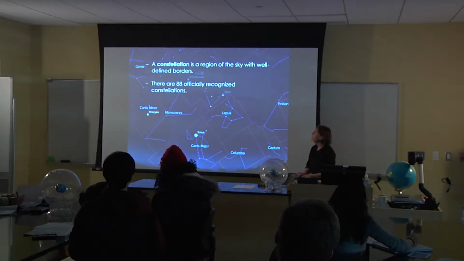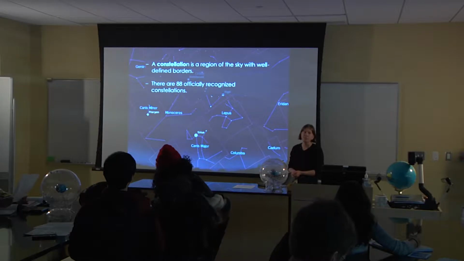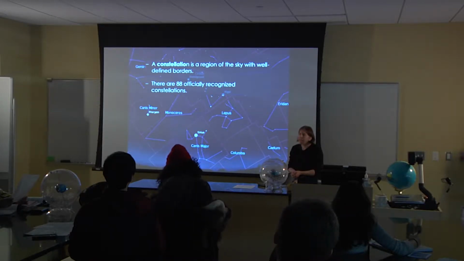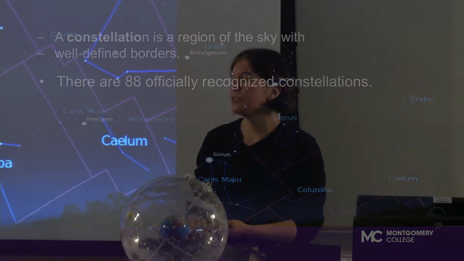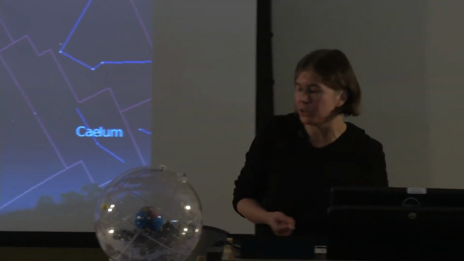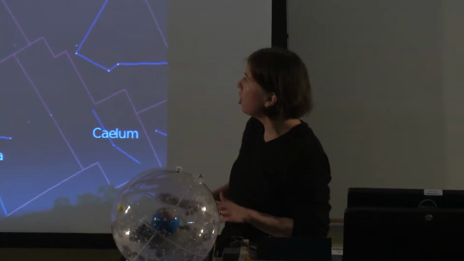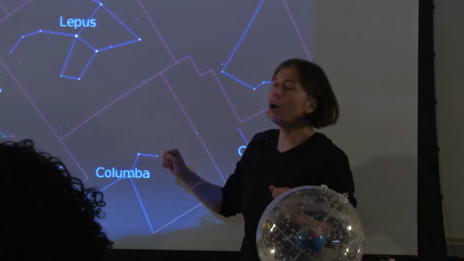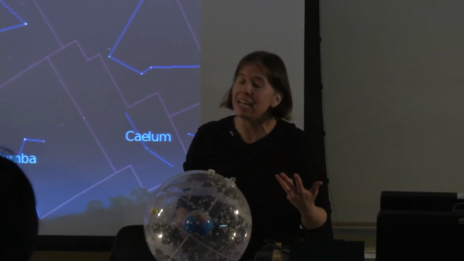I put this slide up the first day of class about constellations, and you've probably seen this using Stellarium. There are 88 defined constellations. The International Astronomical Union defined these 88 constellations and their boundaries. Constellations are like states. You're either in Virginia, or you're in Maryland, or you're in DC. You're not in between, and it's like that for the stars. Every star belongs to a constellation. There's no in-between space, and there are 88 of them.